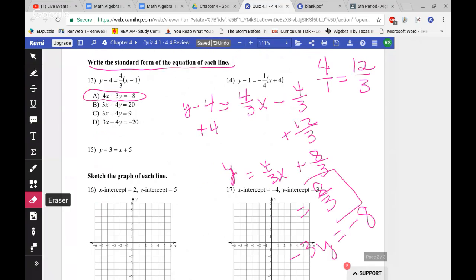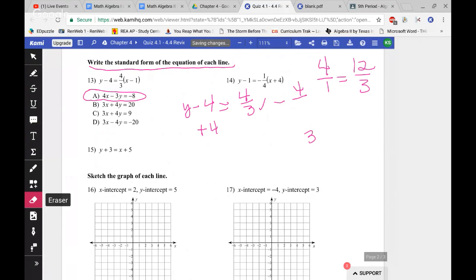So y'all got that one. And then I'm going to get there eventually. It just takes me a minute to get this all erased.